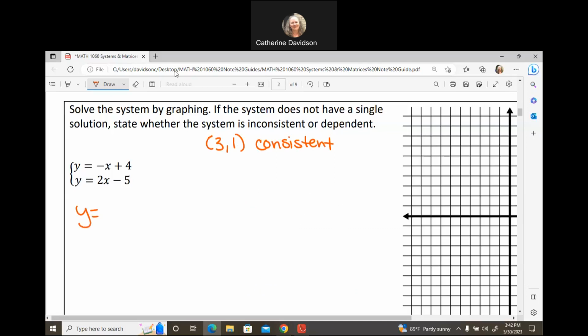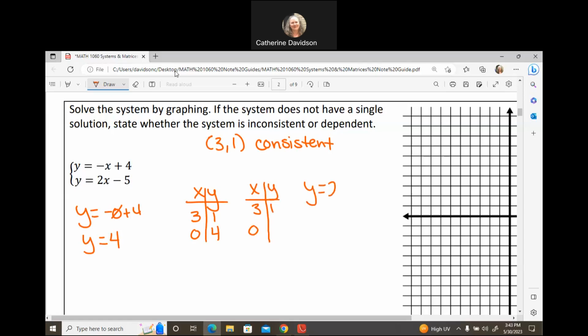So again, let's start with this top line. We know it crosses the point (3, 1), and let's plug a 0 in. That goes away, and y is just equal to 4. For the second line, the same thing. They have the point (3, 1) in common, and then just plug in a 0. 0 is usually the easiest one to plug in to start with. All right, that's going to go away. So y is equal to -5.